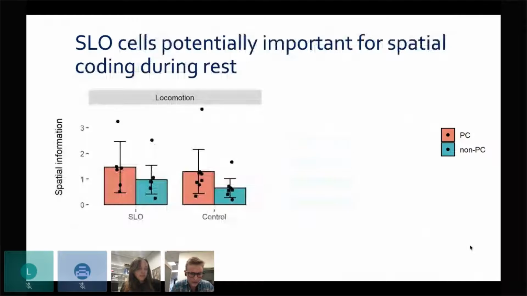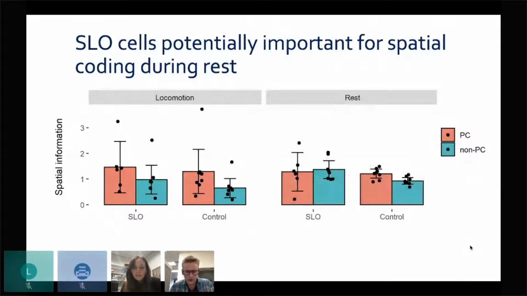Then what I wanted to do is see if they actually had a function in spatial encoding. First, looking during locomotion, when obviously the place cells are firing, we see that the place cells in pink have a higher spatial information than the non-place cells in blue, which is expected. But interestingly, there's no difference between the slow and the control cells. So they have the same sort of pattern of spatial encoding. However, next one, please.